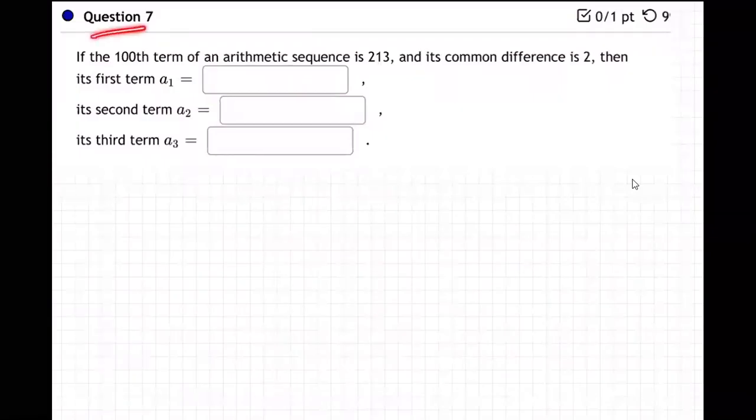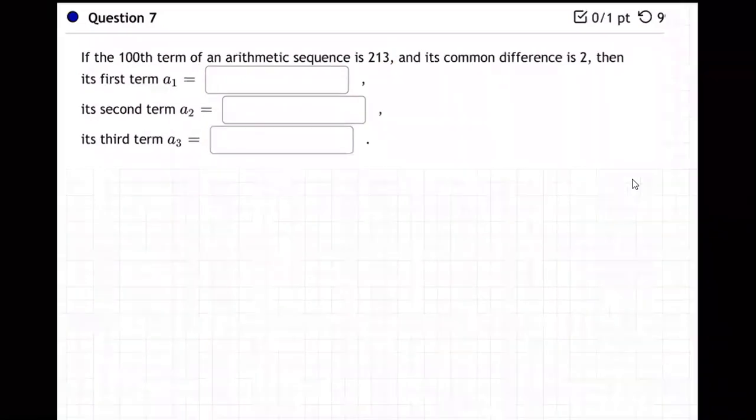Okay, question 7. If the 100th term of an arithmetic sequence is 213 and its common difference is 2, then first term, second term, third term. That's what we're trying to find. So it's interesting, they're giving us some information.